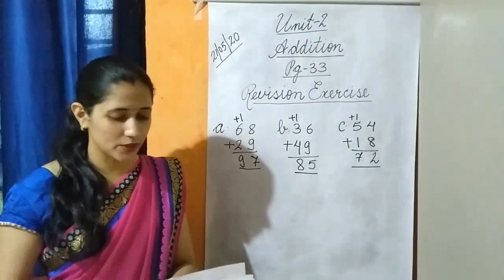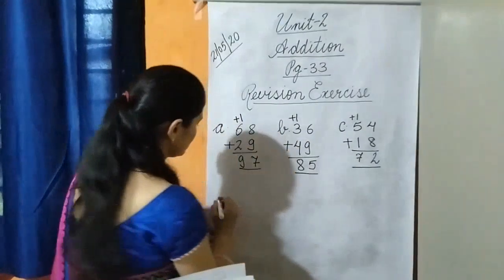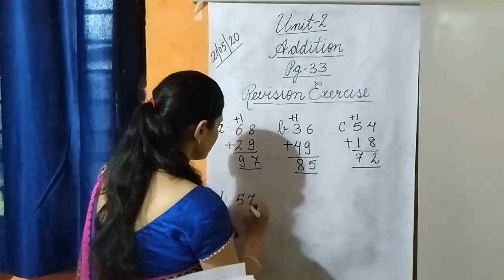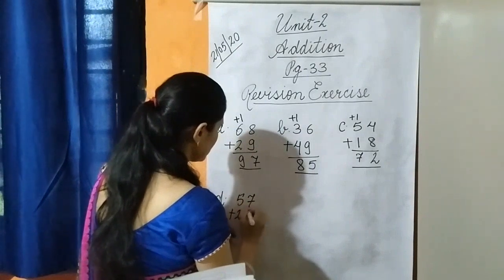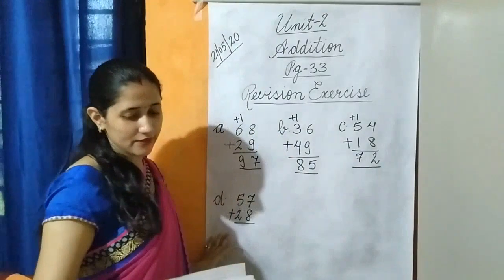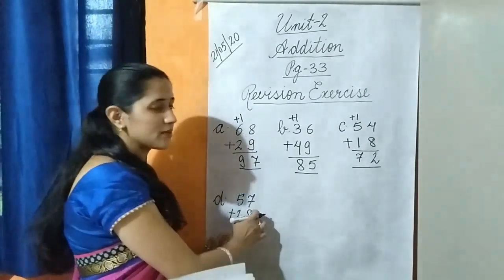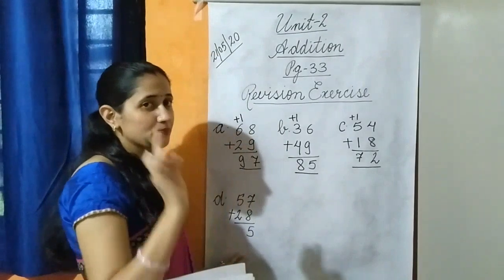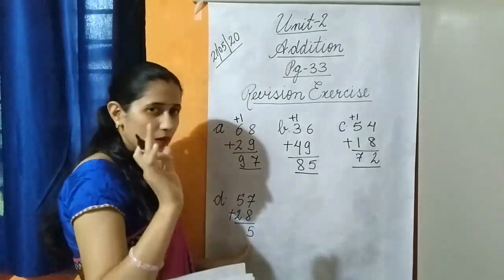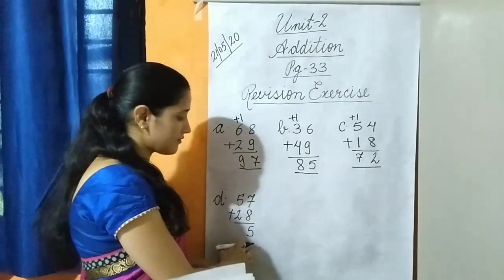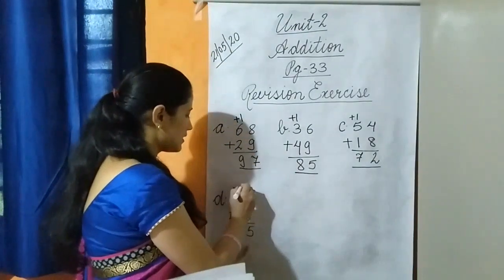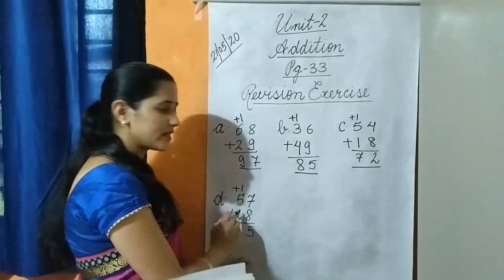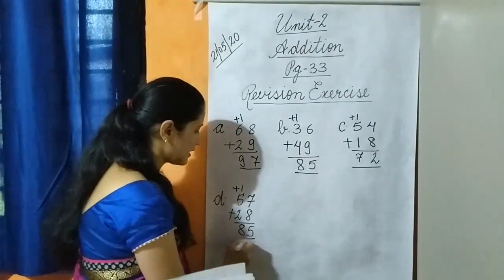Turn the page, and now we will do D. D is 57 plus 28. 7 plus 8 is 15. So what will we write here? 15 is 5 ones and 1 tens. So the ones place we write here, 5, and 1 will come here as carry. So 5 plus 2 is 7, and 7 plus 1 is 8.